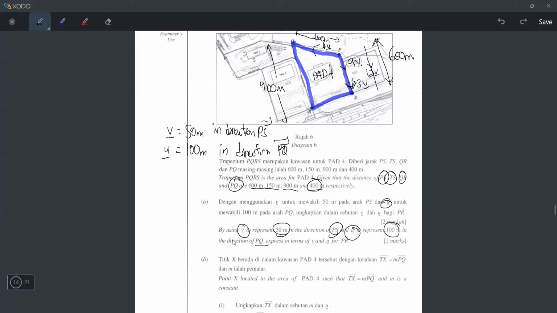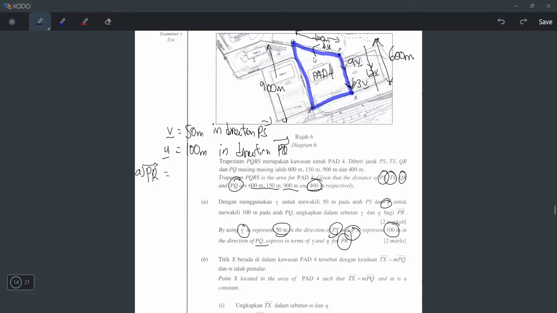And then what else? Express in terms of V and U for vector PR. They want you to find vector PR. So how to find vector PR? P is here, R is here. You can take PS plus SR, or you can also take PQ plus QR. I have PQ, but can I find QR?